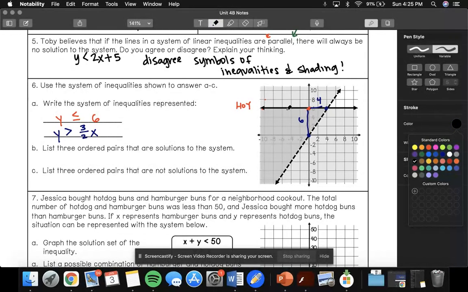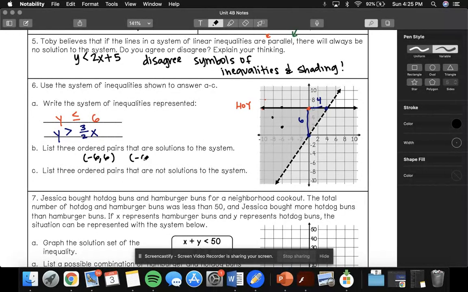Okay. Then it says, what are 3 ordered pairs that are in the solution? You could put any 3 that are in the shaded region. (-6, 6). (-6, 2). (-8, 4). All of those are in both shaded regions. Okay. 3 that are not in the shaded region. (0, 0) technically is not because it's on that dashed line. (8, 0). (10, -4).